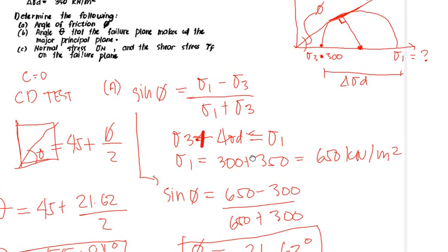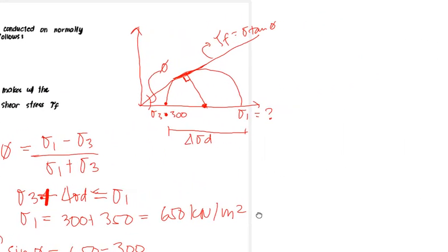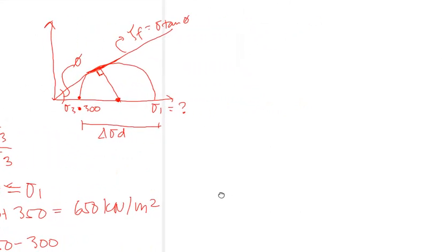And lastly, we need to solve for the normal and shear stress on the failure plane. So we will solve for the shear stress on our failure plane. Here in our Mohr circle, that is our Mohr circle.